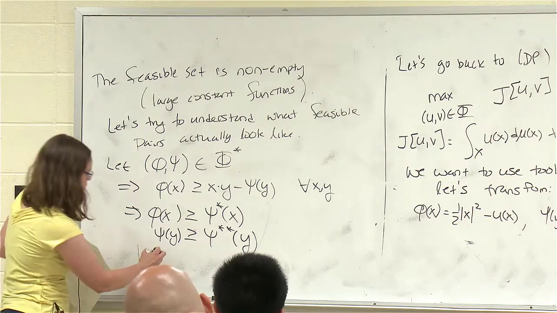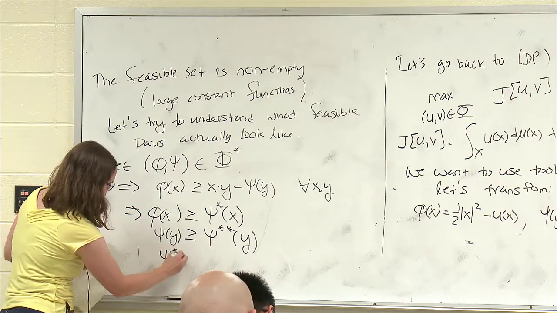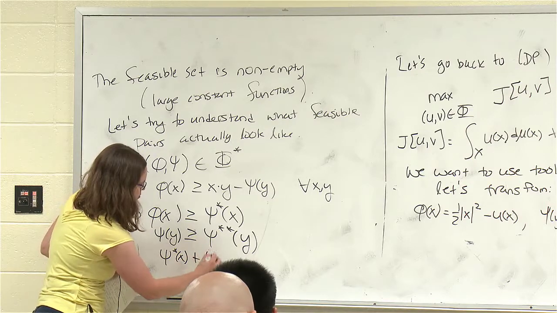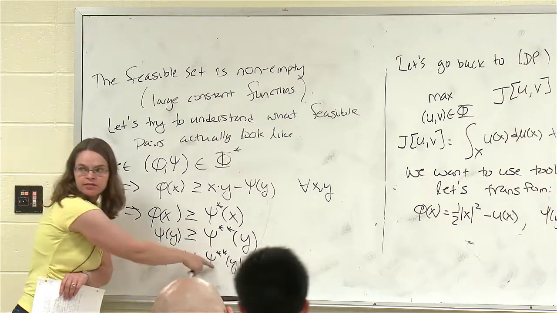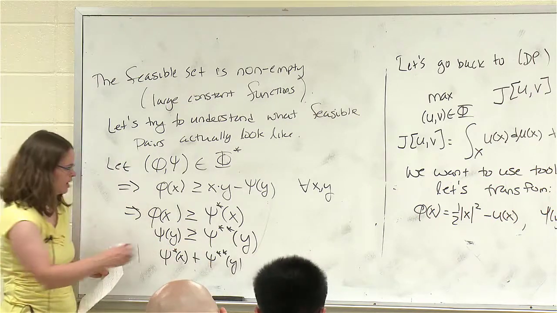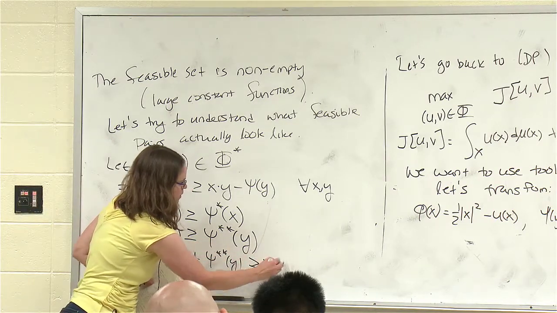And we know that this is always true. So if we take a function and its Legendre transform and add them up, this was always bigger than or equal to x dot y.